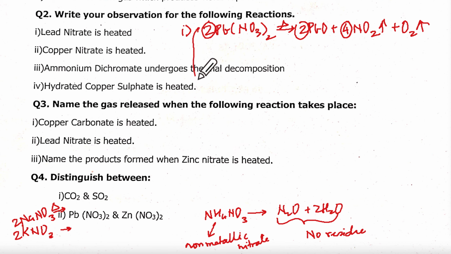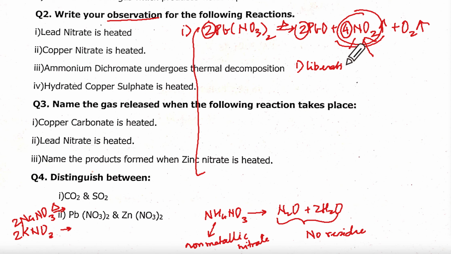All the other nitrates in the middle region, they are going to give you this. What is the color of this? They are asking your observation. What will be my first observation? Lead nitrate decrepitates, liberating what? Liberating reddish brown color gas.